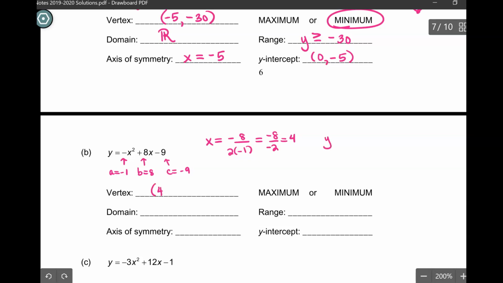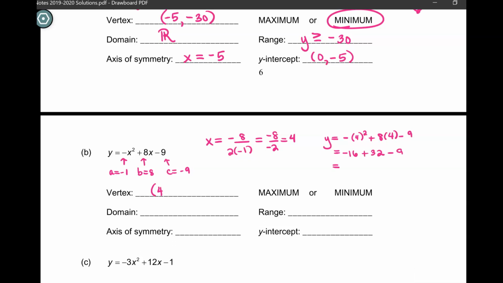Now I want to find my y-coordinate. So y is negative 4 squared plus 8 times 4 minus 9. So that's going to be, we're going to do the power first, which is 16, and then we take the negative of that. So negative 16 plus 32 minus 9. So I have negative 16 plus 32 is 16, and then 16 minus 9, we get 7. So 4 comma 7.